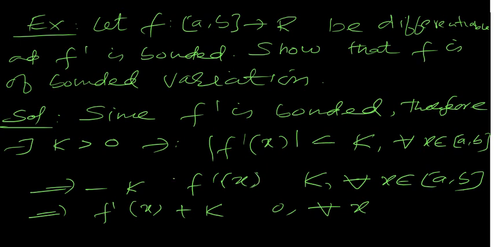This is less than, now it's greater than. Okay, f dash x plus k is greater than zero for all x belongs to the interval ab. Now this is very important here. f dash x plus k is positive for all x belongs to the interval ab.